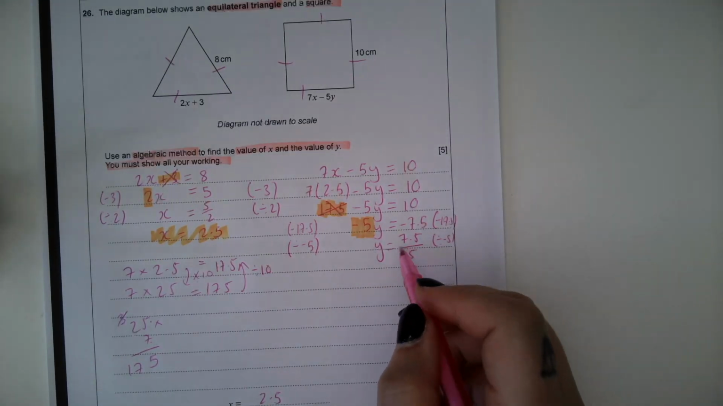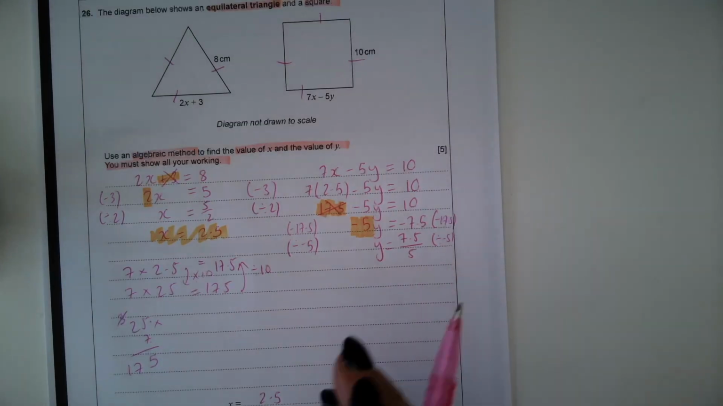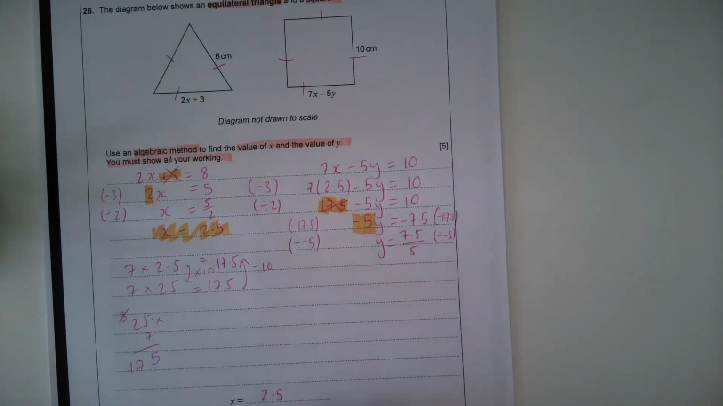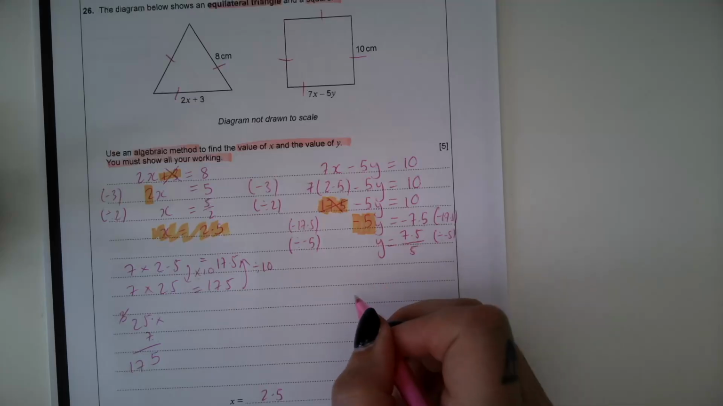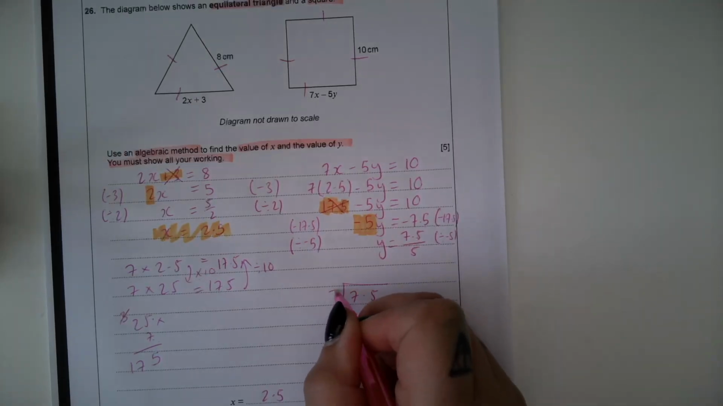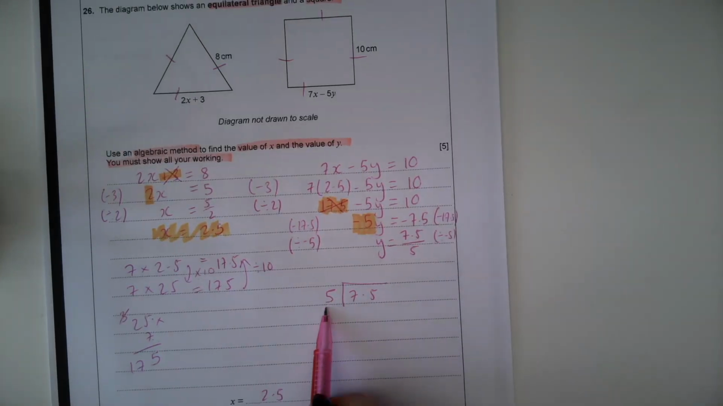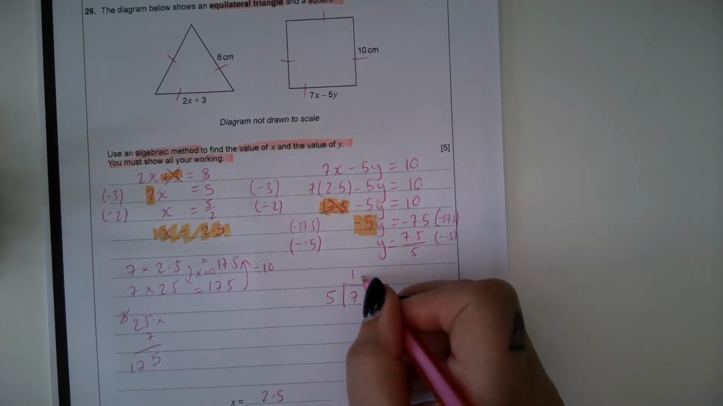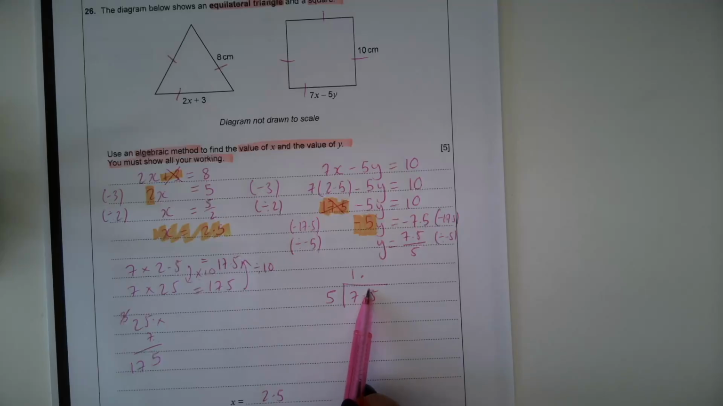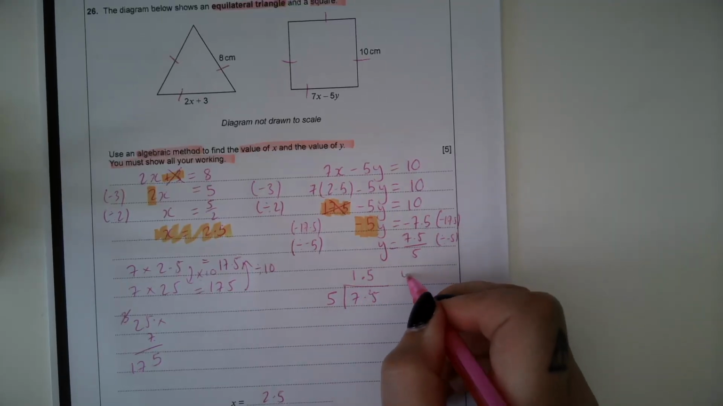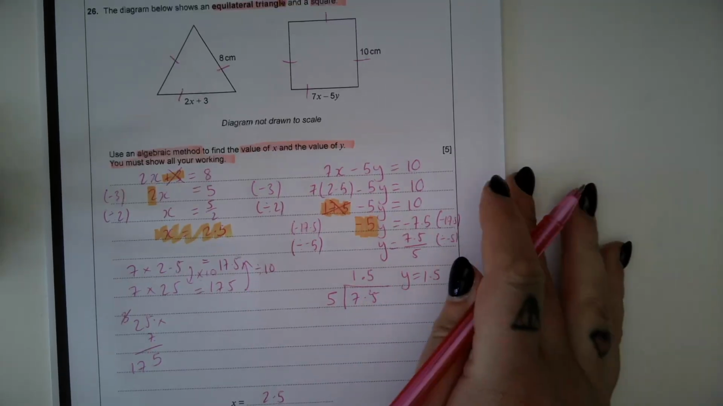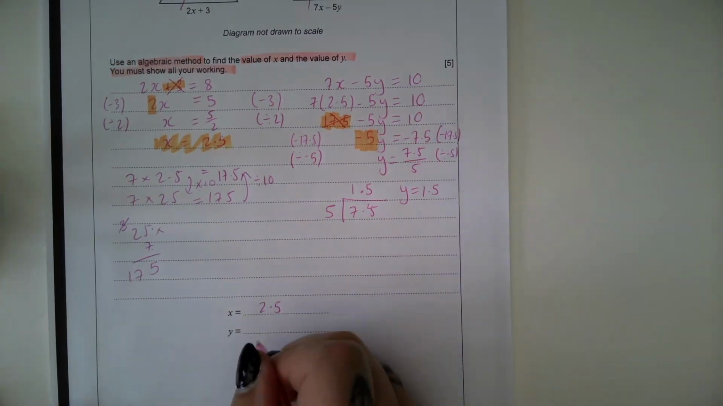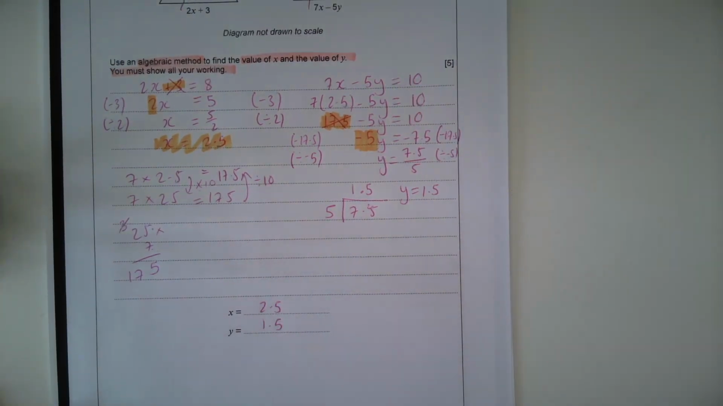I'm going to get that into a decimal, guys. Easier for me to work with and put on my answer line. So I'm going to do 7.5 divided by 5 in bus stop method. So 5s into 7 is 1, remainder 2. I've got to match that decimal point. 5s into 25 is 5. So y equals 1.5. So I'm going to put 1.5 on my answer line.